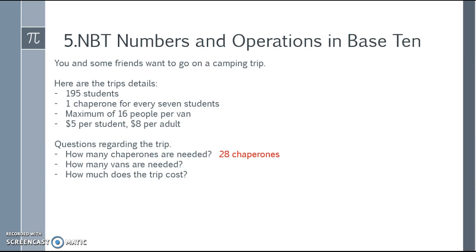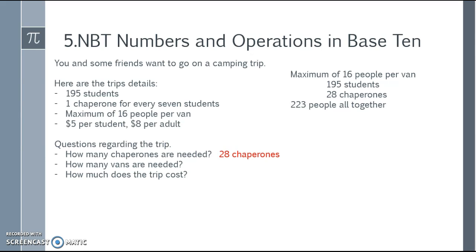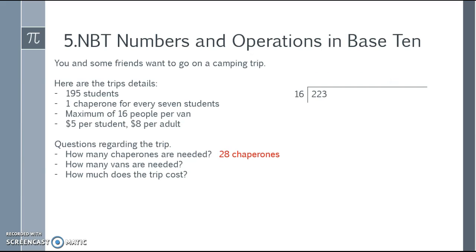How many vans are needed? Well, we know that there are a maximum of 16 people per van. We have 195 students. We just figured out that we have 28 chaperones. So we know we have 223 people altogether. Again, we're going to use partial quotients to help us decide how many vans we need. 223 people divided by 16 people to a van.